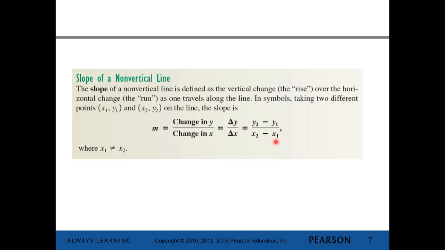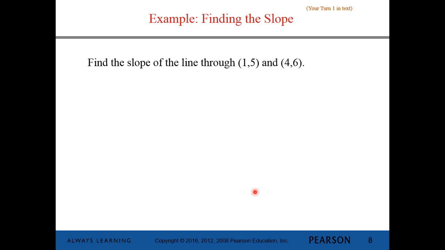Okay, so just by construction we use y2 minus y1 because we assume that this is the second point, this is the first point. Now, of course, we are assuming that x1 and x2 are not the same because we'll get 0, and we can't divide by 0. So let's find the slope of a line that goes through these 2 points.